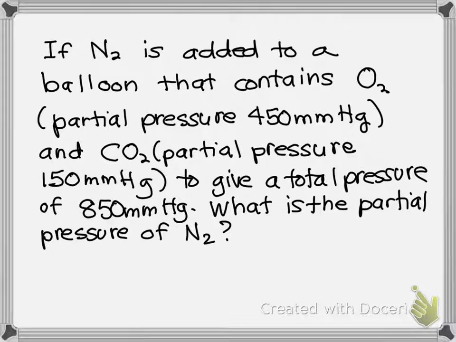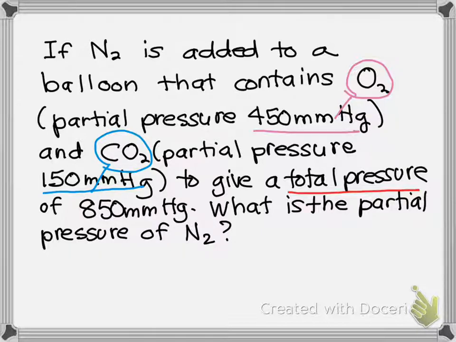So this problem says, if you had nitrogen added to a balloon that already contains oxygen, so here's oxygen, and this is the pressure of oxygen. It also contains carbon dioxide, and this is the pressure of carbon dioxide. And then it tells us that once you add the nitrogen, the total pressure is 850 millimeters of mercury. So the question is, what is the nitrogen's partial pressure?